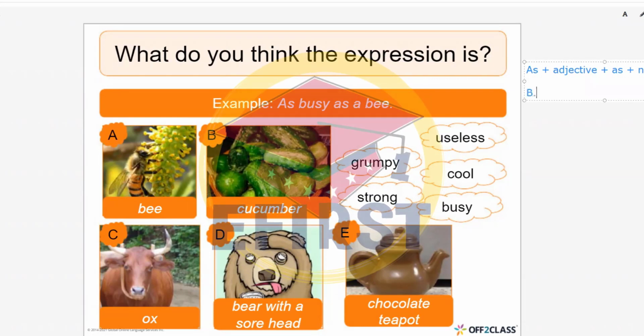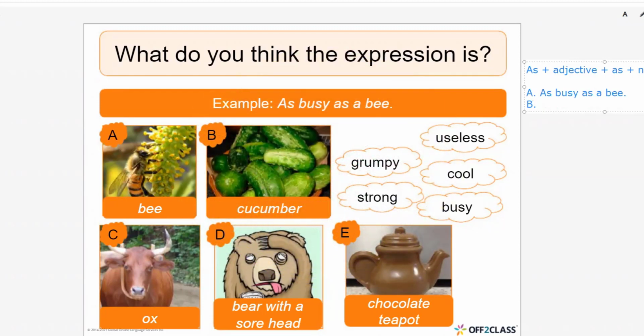So let's look at letter B. They did A for us, which is as busy as a bee. What do you think B is? Cool, maybe, the adjective. Very good. Okay, so how can you put this sentence together? As cool as a cucumber.